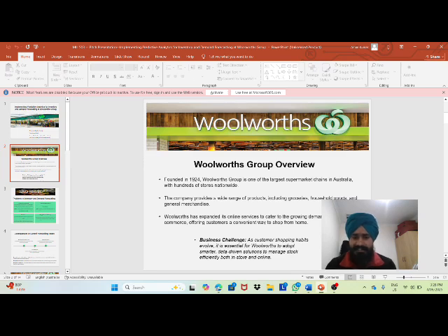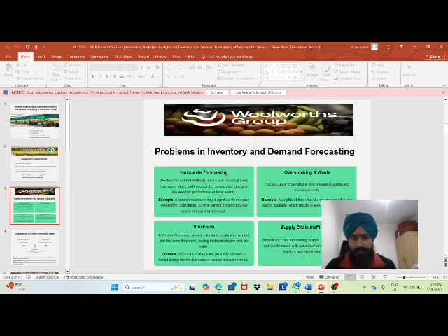So, the business challenge. As customer shopping habits evolve, it is essential for Woolworths to adopt smarter data driven solutions to manage stock efficiently, both in store and online. Here are some problems involved in inventory and demand forecasting.